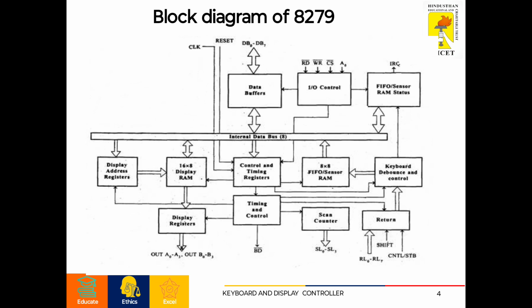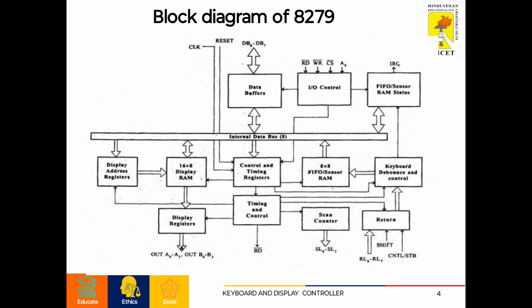If A0 is 0, it is used to select the data buffer. If A0 equals 1, it is used to select the control registers of the 8279. The control signals WR bar, RD bar, chip select signal and A0 are used to read from or write to the 8279. It has an interrupt request line, IRQ, for interrupt driven data transfer with the processor. The 8279 requires an internal clock frequency of 100 kHz.